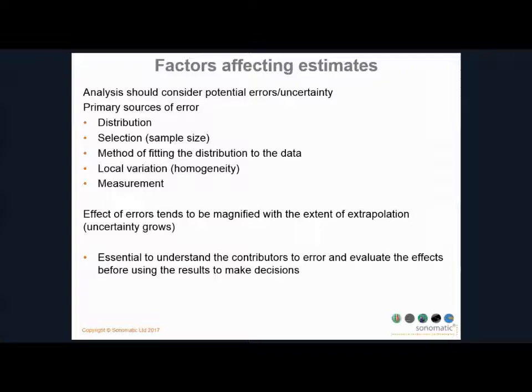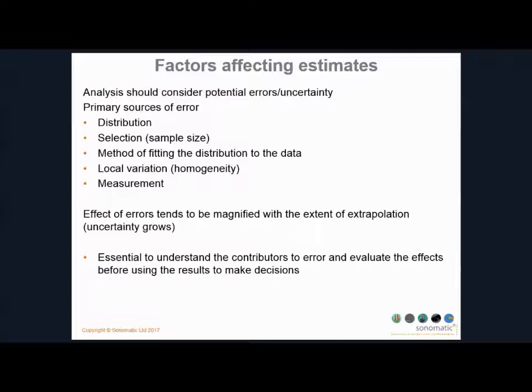The primary sources of error that you need to consider are the distribution. Is the distribution that you've selected actually a good fit to the data? Is the data likely to come from that distribution? Sometimes it's possible to select an inappropriate distribution, and that has an impact. Errors can also come from the sample size. If your sample size is very small, there's more variability around the fit of the data. The method of fitting the distribution to the data, how do you solve for the distribution parameters, has a major effect. There are different methods which will give you different results.